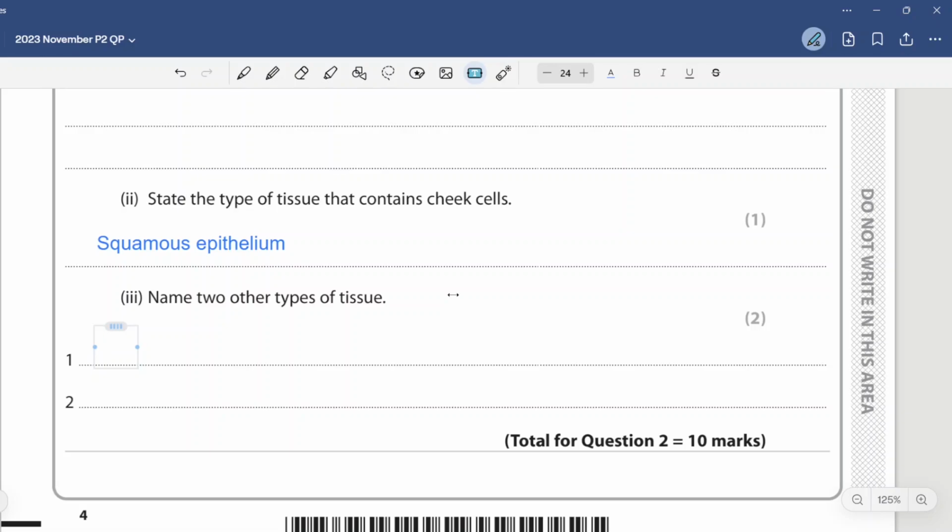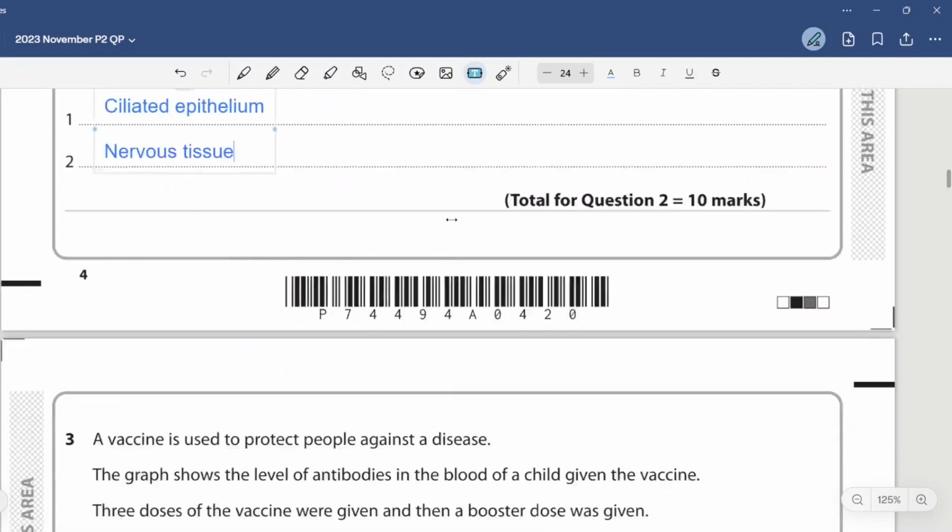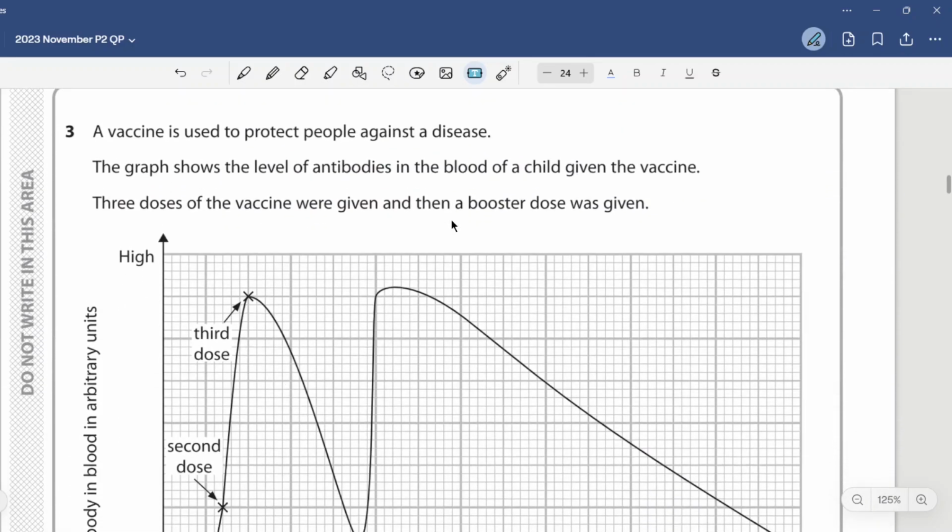All right, part 3, name 2 types of other tissues. So you can say ciliated epithelium cell, which is what I'm going to write here. That's the ones that are found in your trachea. They've got cilia, and they're used to push up the mucus so you can cough it out. And another one you can also say is nervous tissue. There's lots of answers that you can say for this. You can say nervous tissue, blood tissue, bone tissue, muscle, connective tissue, skin tissue. All right, let's move on to the next question.